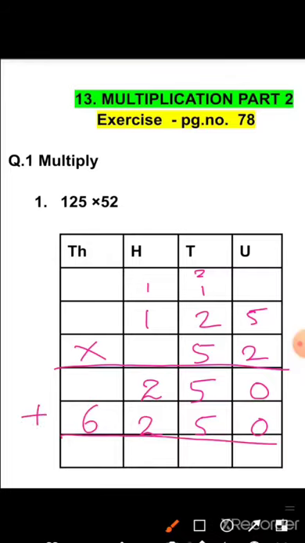Now add 0 plus 0, 0. 5 plus 5, 10. 0 down, 1 carry forward. 2 plus 2, 4 plus 1, 5 and 6. So this answer is 6500.